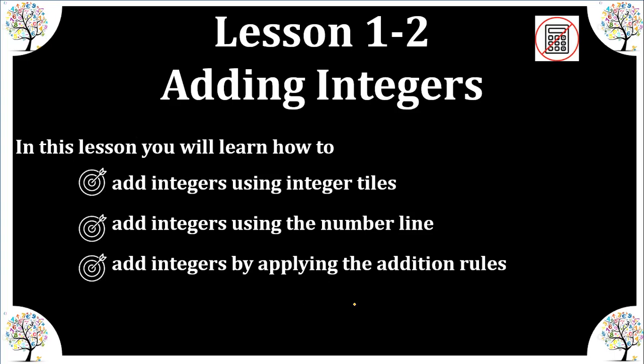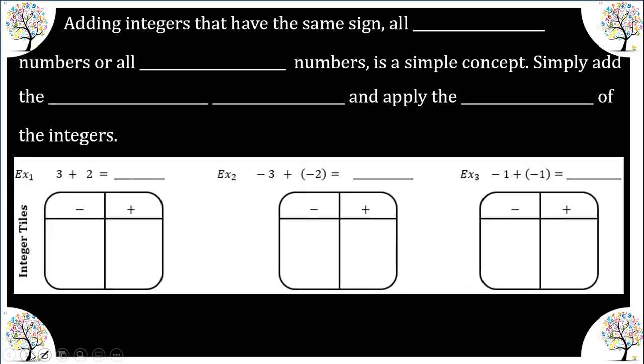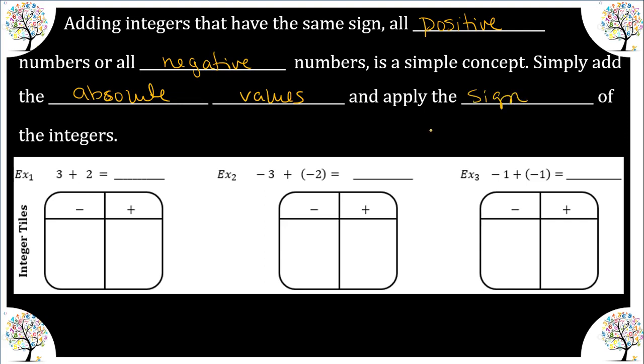Okay, guys, in this lesson, we're going to learn how to add integers. And remember, we can't use a calculator in this unit. So adding integers that have the same sign, whether all positive numbers adding together or all negative numbers, is a very simple concept. Simply add the absolute values and apply the sign of the integers.